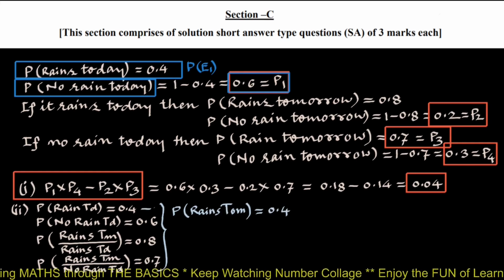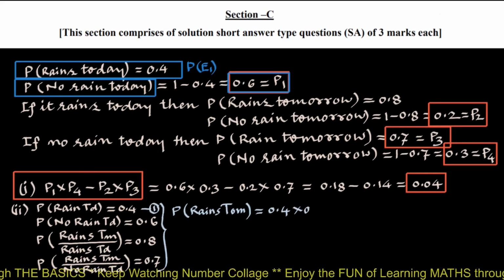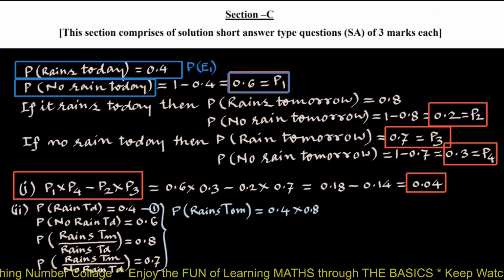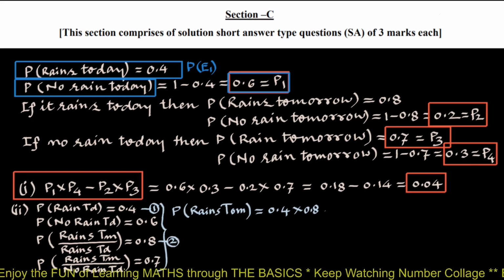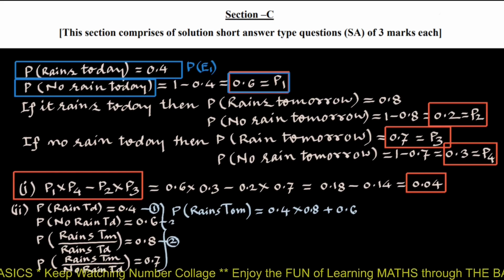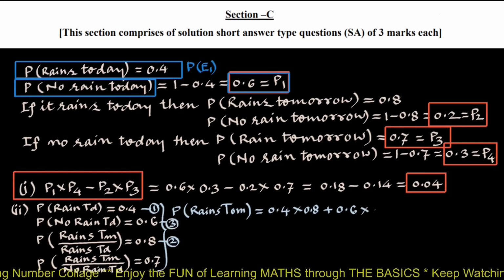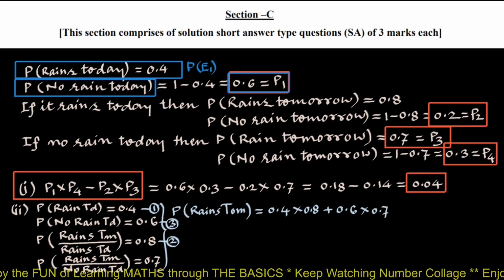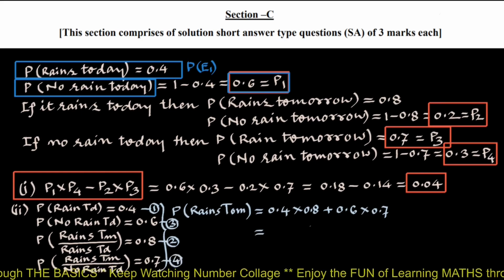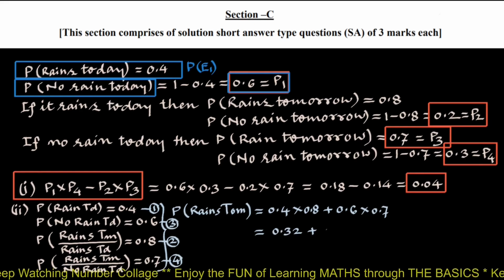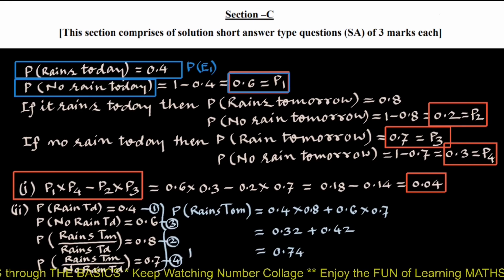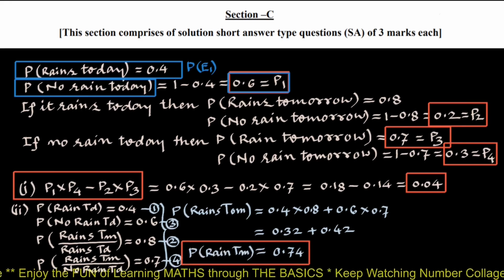Now based on this information, we will write probability that it rains tomorrow equals 0.4 from probability that it rains today, number 1, into 0.8 from the conditional probability that it rains tomorrow provided it rains today, number 2, plus 0.6, which is the probability that there is no rain today, from 3 here, into 0.7, the conditional probability that it rains tomorrow provided there is no rain today, number 4 here. This will be 0.32 plus 0.42, 0.74, which is the required probability that it rains tomorrow. The second answer.